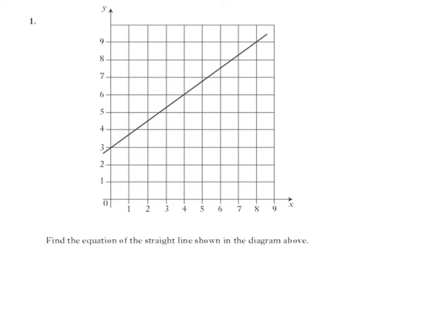Given the fact that we have a diagram, the grid is clearly visible in the background, and we can also see where the graph crosses the y-axis. That tells us that the one that we should be using is y equals mx plus c. So m is the gradient of the straight line and c is the y-intercept. We can clearly see the y-intercept, that's the point where the line crosses the y-axis, so that's our c value.